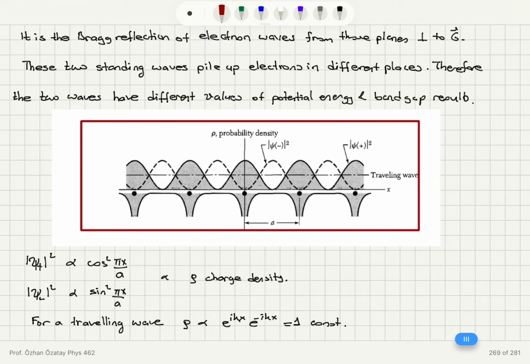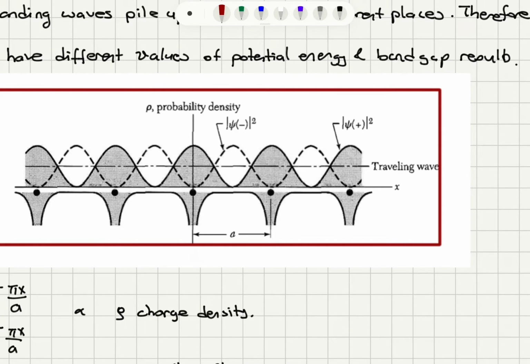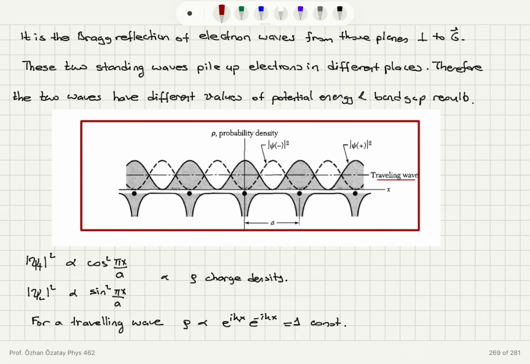So for a traveling wave, we have the charge density e to the ikx times e to the minus ikx, which is equal to 1. So the magnitude is equal to 1. So that's a constant. So for the free electron theory, we're considering a uniform distribution of electrons. So that's this traveling wave solution here. But on the other hand, if we consider the nearly free electrons, then we have an alternating probability of finding the electron close to the ion cores and in between the ion cores.